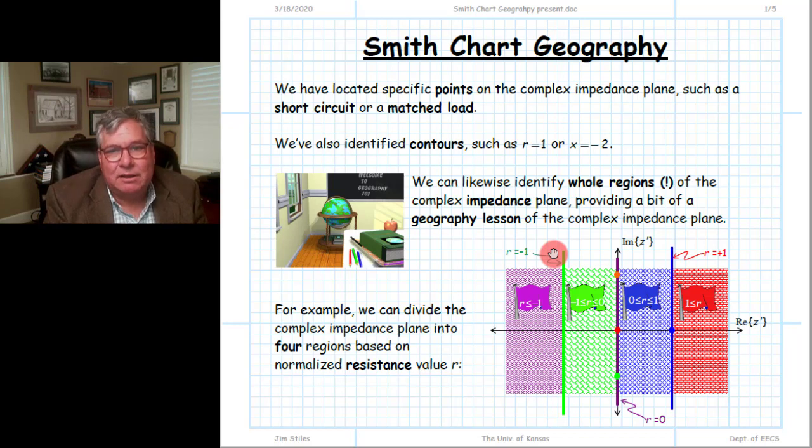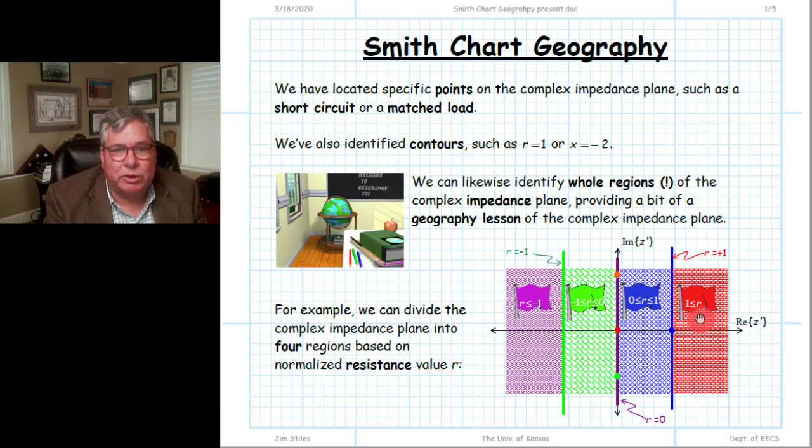Between these three boundaries, we're going to define a total of 4 regions. The first region is the region of all normalized impedances on the normalized impedance plane whose real part is greater than 1. The imaginary part, of course, could be anything, but the real part is greater than 1.